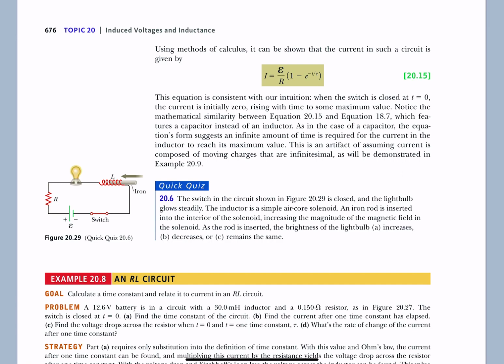And e to the negative 1, if you were to look that up, equals 0.3679. And if you subtract it from 1, like you see in the parentheses, then you get that 63.2%, or that 0.632. So tau, the time constant, is how long it takes to reach 63.2% of your steady state current.